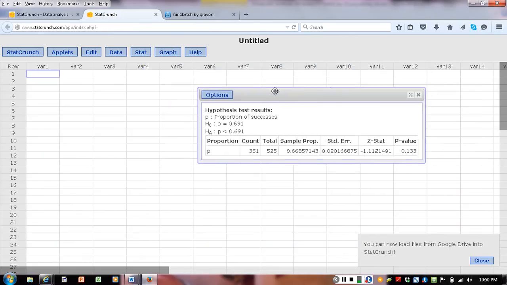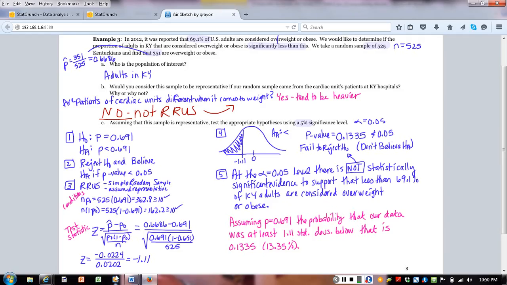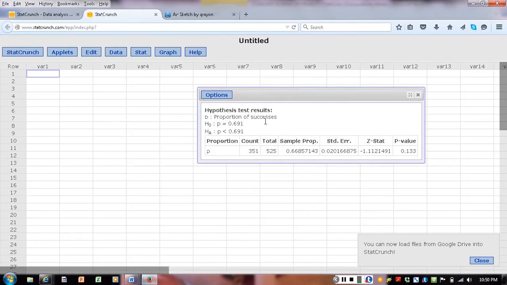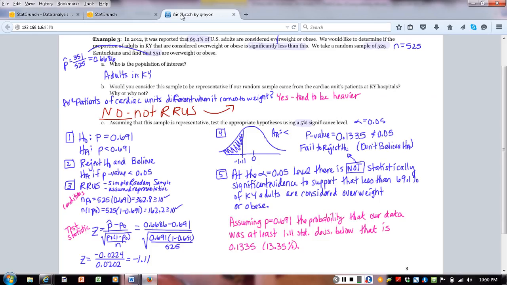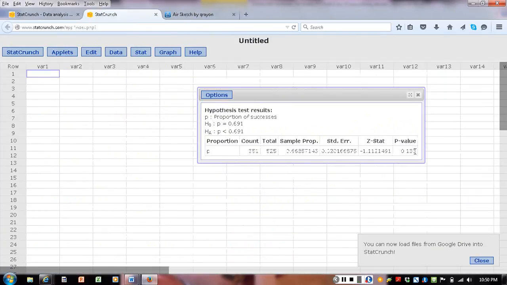There's our p-hat of about 0.6686 that we used. Again, that standard error is the part of the denominator of our test statistic, 0.0202. So really close to what they have there. Their z-statistic was negative 1.11, which is also what we got. We got a p-value of 0.1335. They got a p-value of 0.133. So again, really close. Nice ways of double checking your math there.